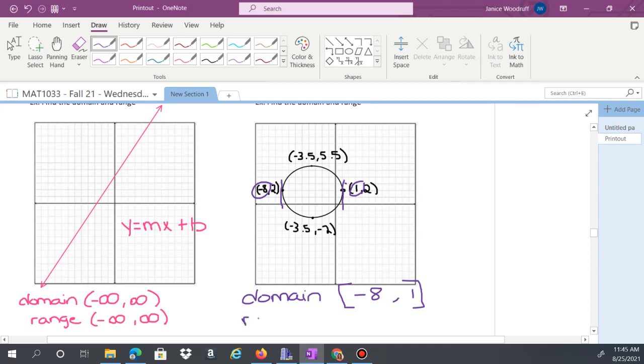For my range, what's my lowest y value here? -2. And then my highest one? 5.5. Good. And then these will get brackets. So circles get brackets.